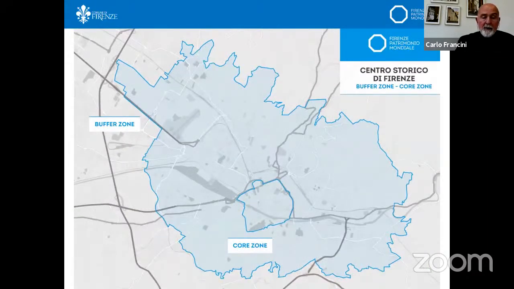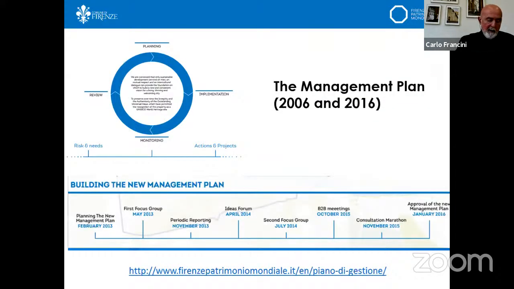Here you can also see the boundaries of the buffer zone, which includes the hills around the city. The buffer zone was approved by the World Heritage Committee in 2014 and definitively adopted in May 2020 by the current urban planning tools. A management plan has been in place since 2006, and it was monitored over the years and updated in 2016. We are currently working on the updating of the management plan expected for 2021. All the documents concerning the management of the site are available both in Italian and English on our website.